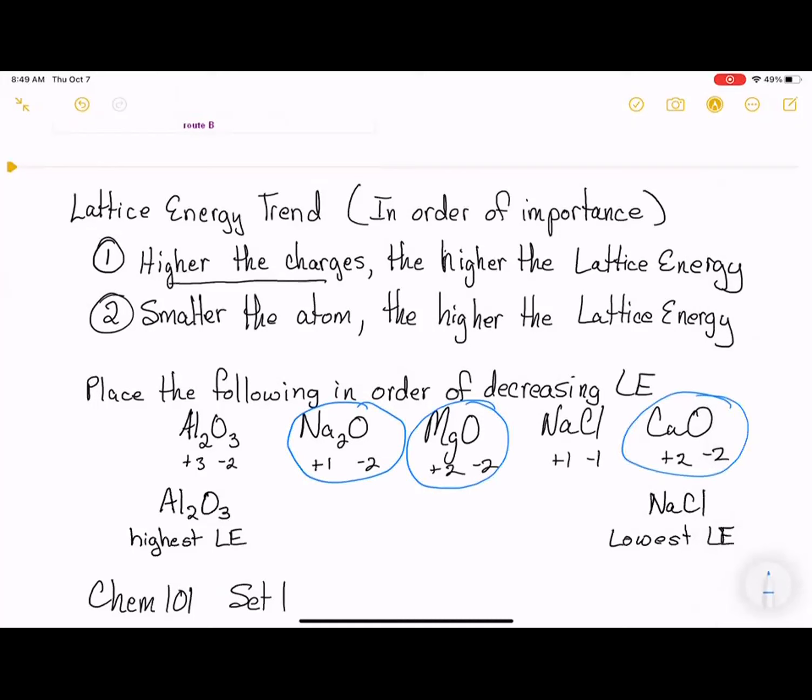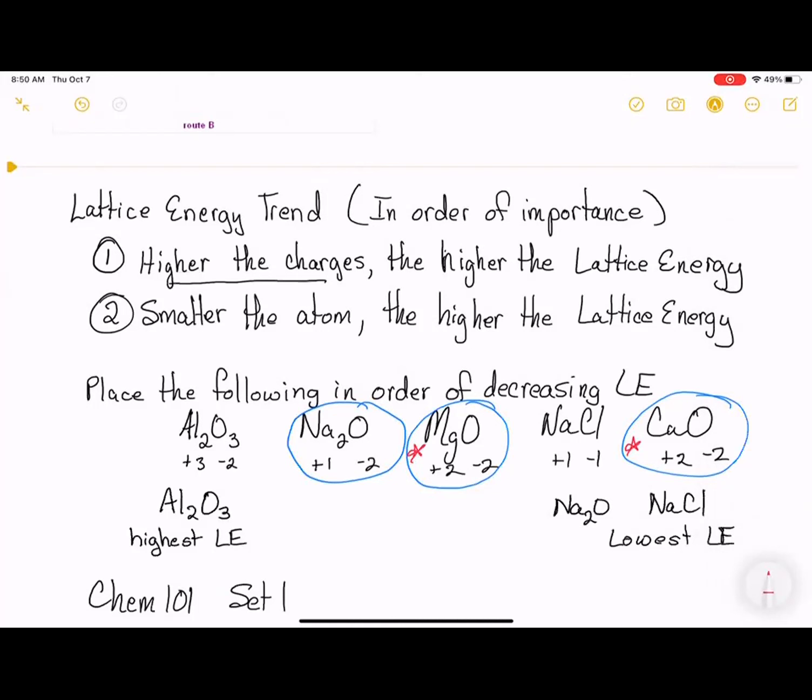The next lowest is going to be the sodium oxide because, again, sodium's just a +1 charge. So it would be the next lowest in line. Which leaves us the calcium oxide and the magnesium oxide. In this particular case, both of the charges are identical.